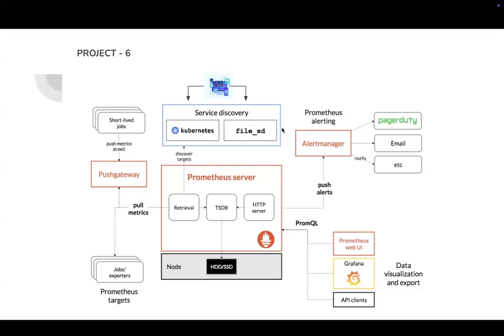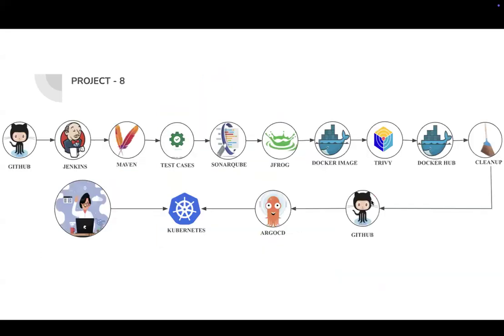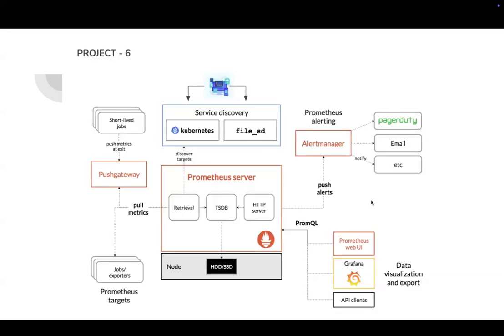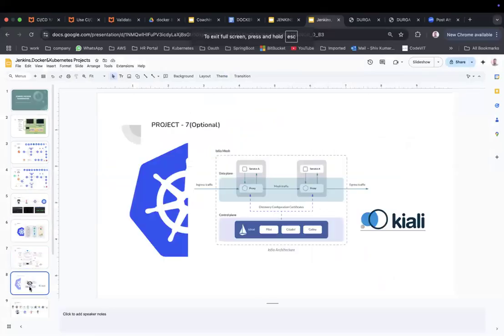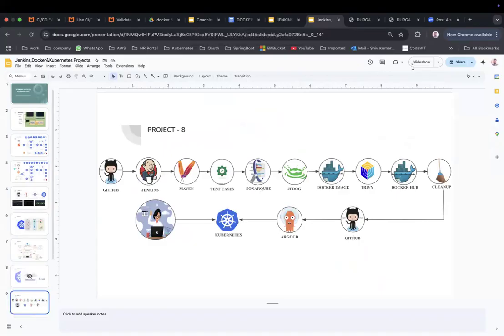Actually, it's monitoring and alerting of our application and of our Kubernetes cluster. This is what we are going to do as project number 6, and the project number... okay, one second. The project number 7. It's an optional project actually. Let me deal with this project.